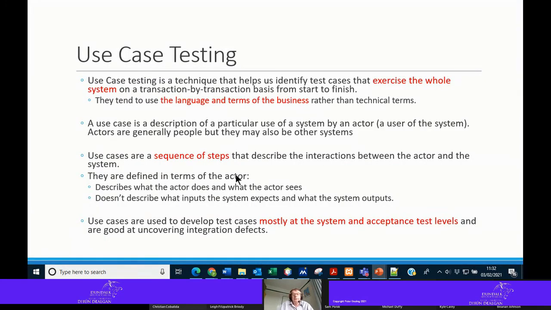So a sequence of steps there, mostly at system and acceptance test level. This really is because you're looking at a high level here where you're actually interacting with the system, rather than at a low level where you're down with the actual unit test itself.